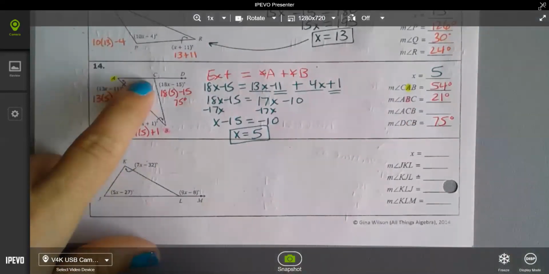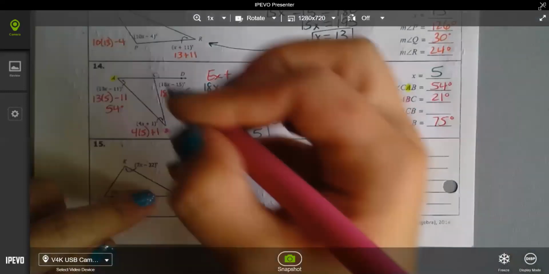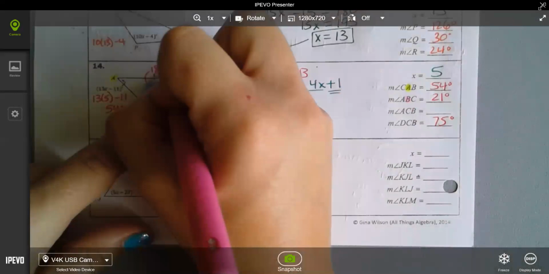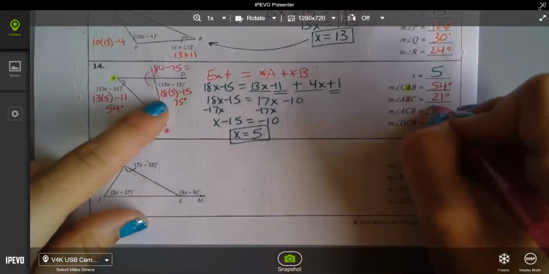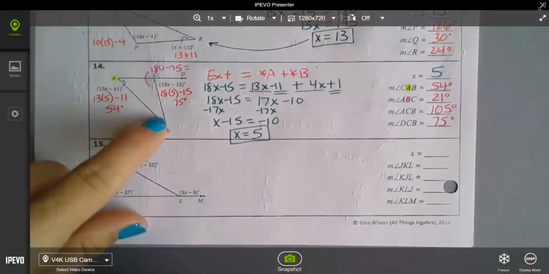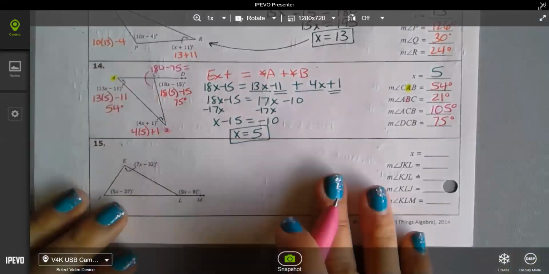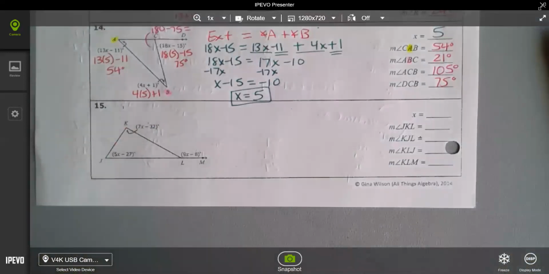And then how do I find this leftover one? This guy is just a straight line. So 180, get rid of the 75, and that leaves you with 105 degrees for ACB. All right, last one, pause it, do it on your own. It's just like the one we just did together.